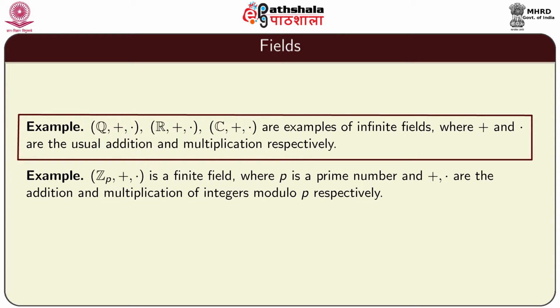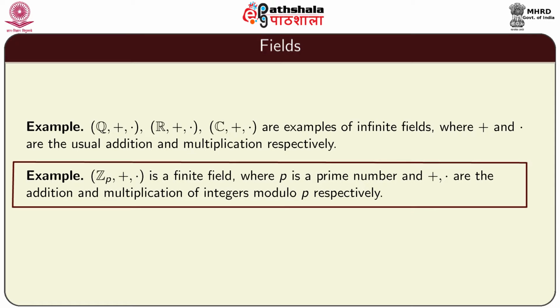This Q, plus, dot; R, plus, dot; C, plus, dot are examples of infinite fields. That means these sets are infinite sets and you have the natural addition and natural multiplication. And another example which is somewhat different is Z_p, plus, dot. It is an example of a finite field where p is a prime number and plus and dot are the addition and multiplication of integers modulo p.